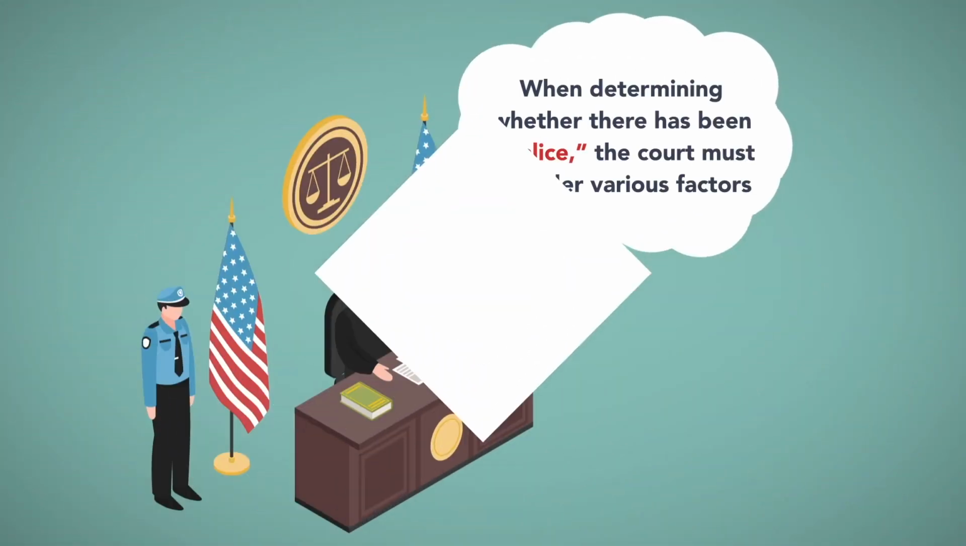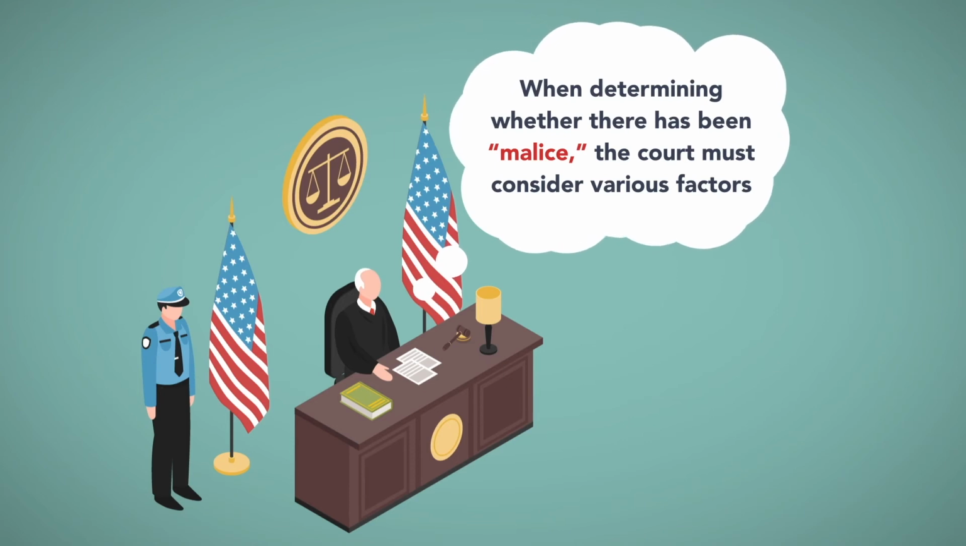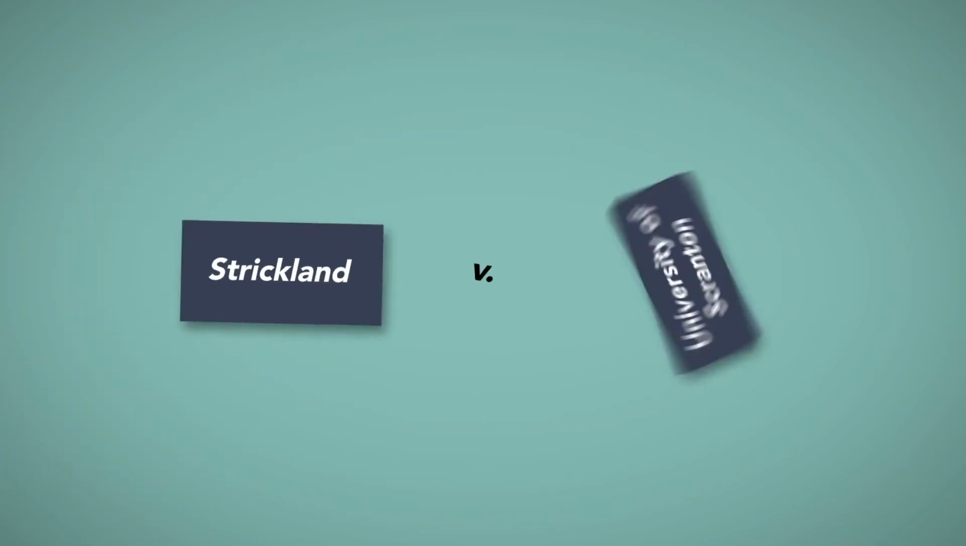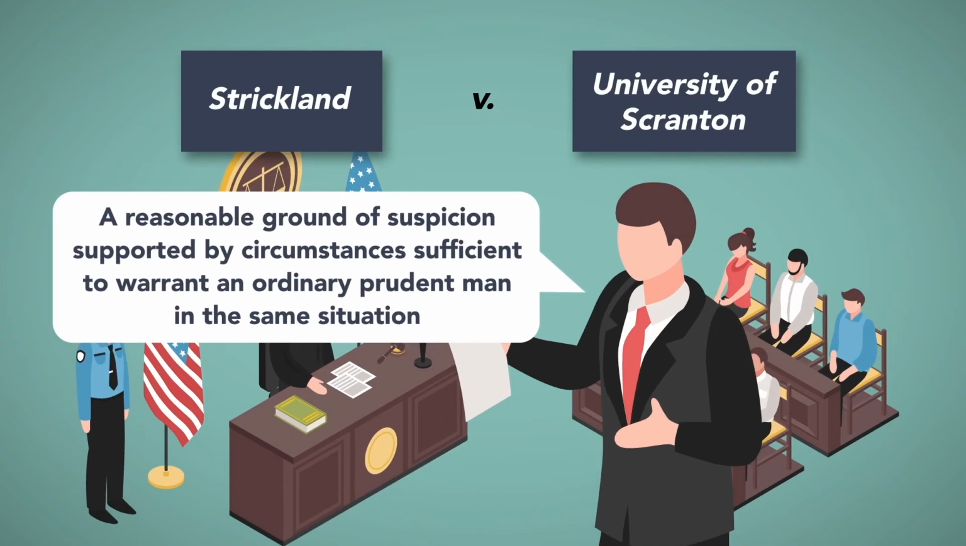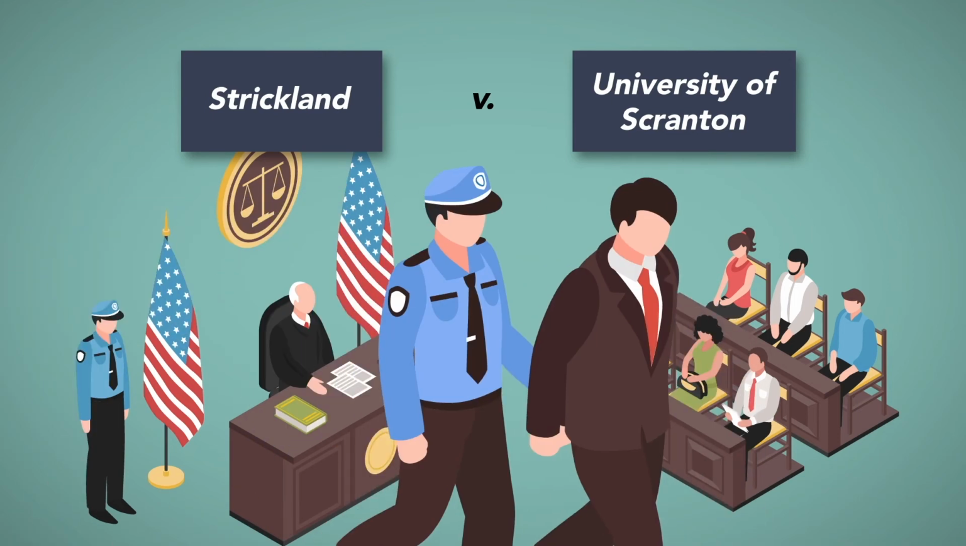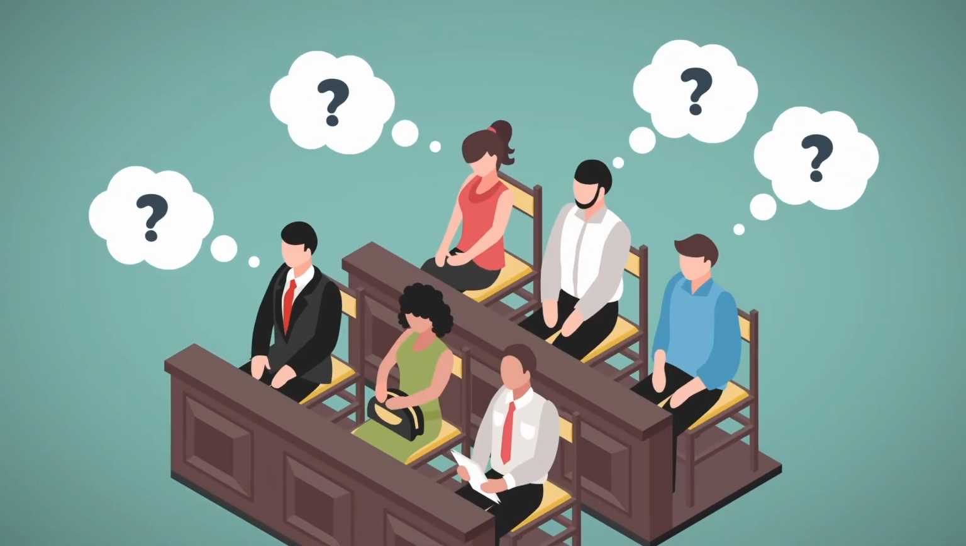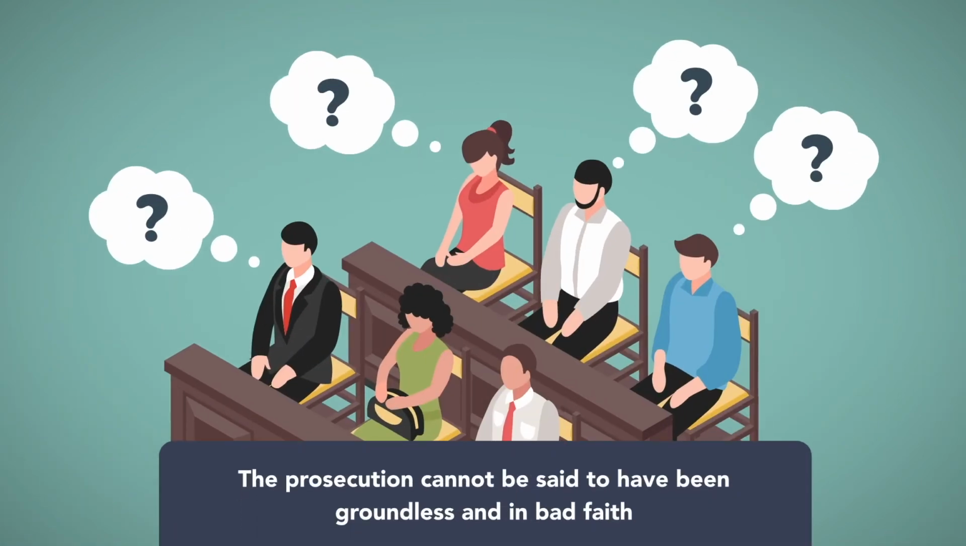When determining whether there has been malice, the court must consider various factors. As stated in Strickland v. University of Scranton, the court must determine whether there is a reasonable ground of suspicion supported by circumstances sufficient to warrant an ordinary prudent man in the same situation to conclude that a party has committed an offense. If there are reasonable grounds for suspicion, the prosecution cannot be said to have been groundless and in bad faith.